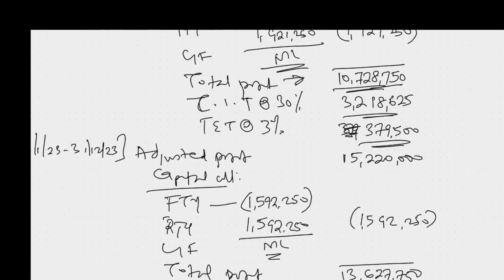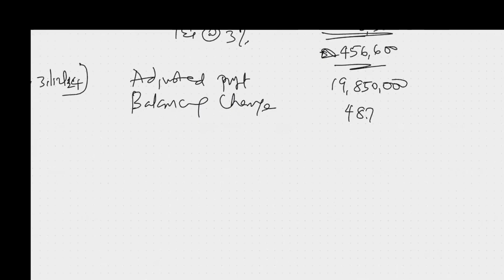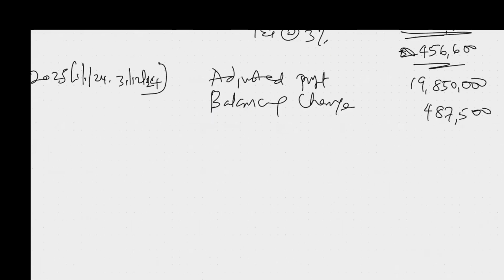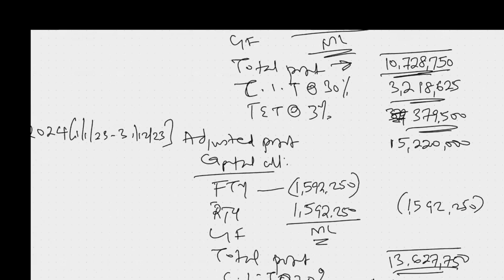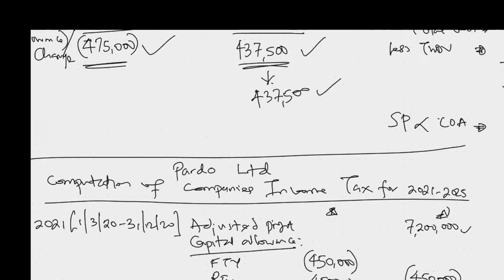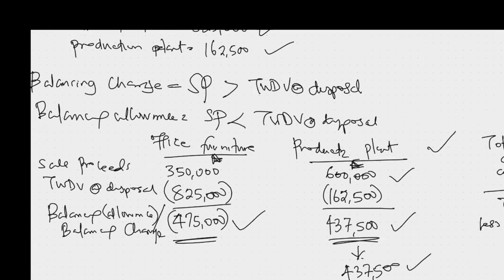487,500. Capital allowance is 1,590,240. You remember that in the last class I said we should back out the production plants and furniture. We need to recalculate that. So that 159 that you have, subtract 825 from it, and 162,500 from it. Do you understand what I'm saying? Okay.